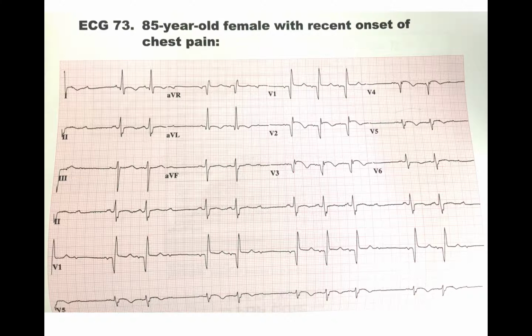Next thing I want to do is figure out if there is a P wave for every QRS, or if I can just figure out whether this rate or this rhythm is sinus. And I do see that the P waves are coming at regular intervals, and so I can say that this is a sinus rhythm, although there is not a QRS for every P wave.